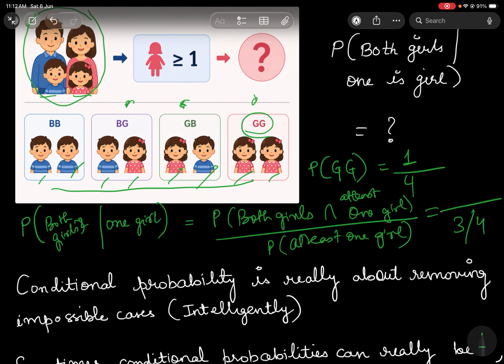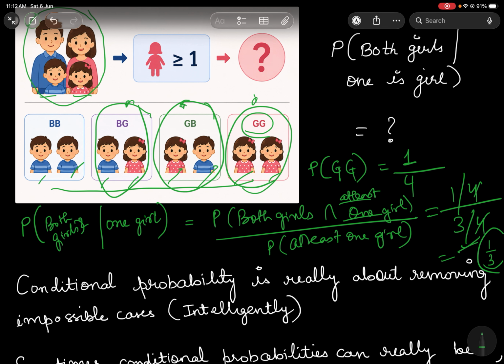And what is the probability that both are girls and at least one girl? This is actually redundant. Both girls and at least one girl just means the probability of both girls, which is 1 by 4. And if I cancel the 4, this is 1 by 3. So if I know that one is surely a girl, my sample space reduces to only these three cases, so my denominator is 3, and out of the 3 there is one case in which both are girls, and that is how the probability has changed.